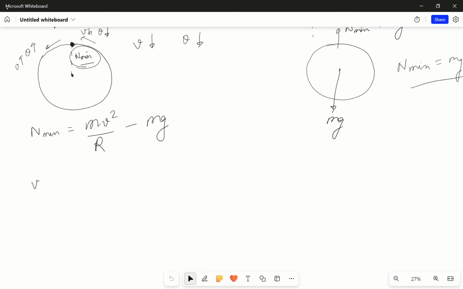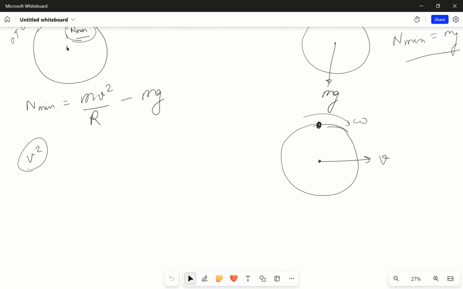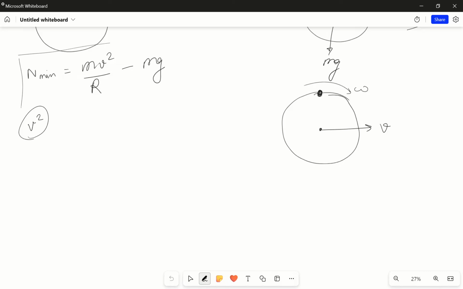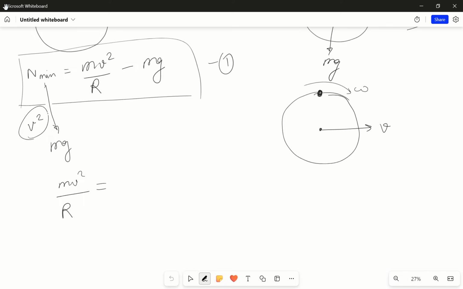And mind it, v is not the initial velocity. V is the final velocity when the object is at the top position. When the object is at this position, the velocity of this ring would be v. Oh, sorry, not v square, it would be v, right? And its omega would be omega. Let's assume it. So this is our first equation. Put normal minimum equal to mg in this. So what we can find is mv square by r equals 2 mg.